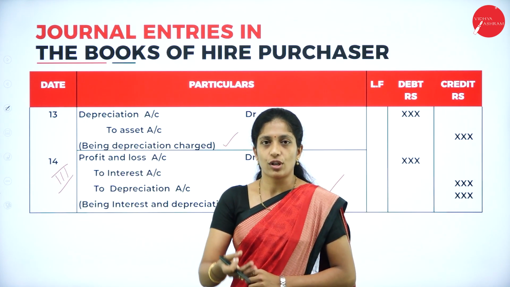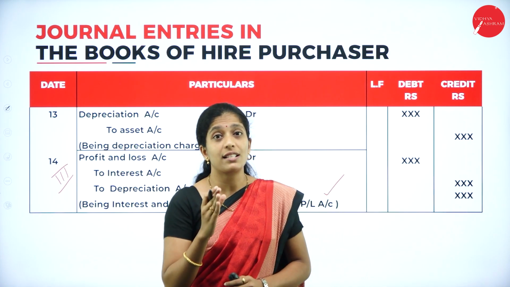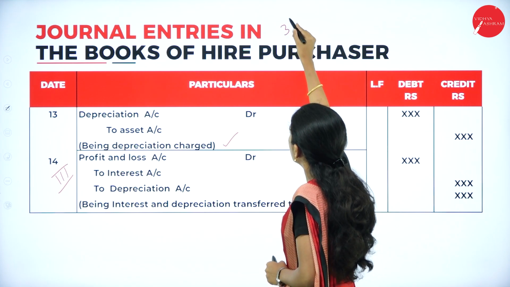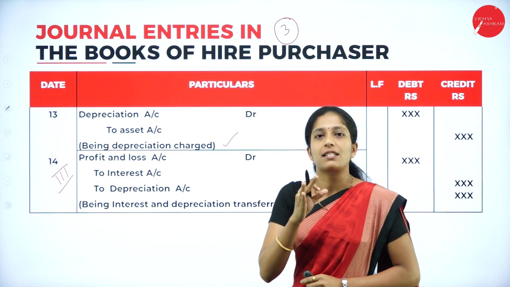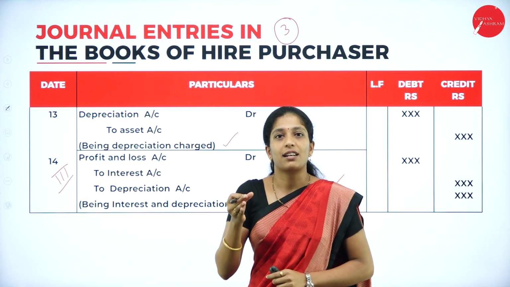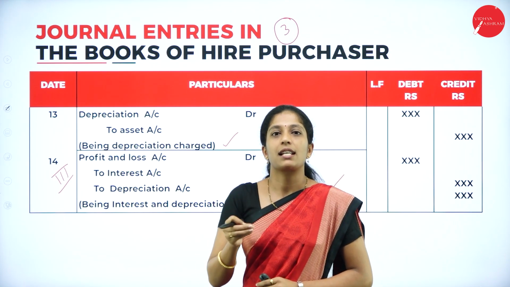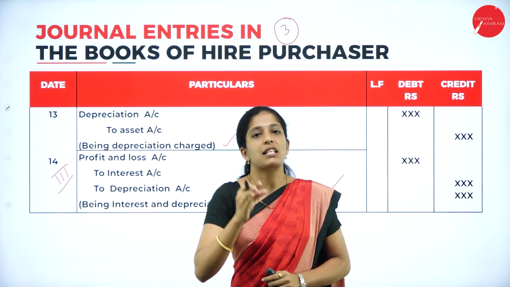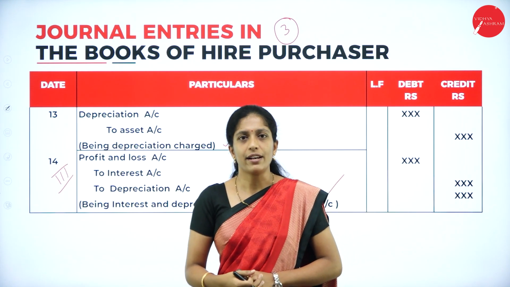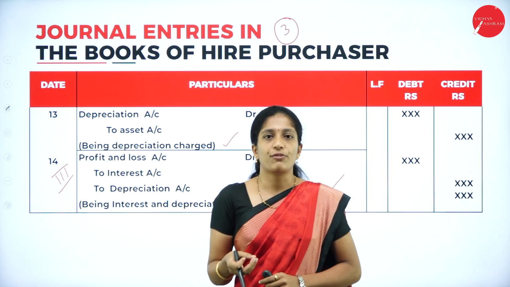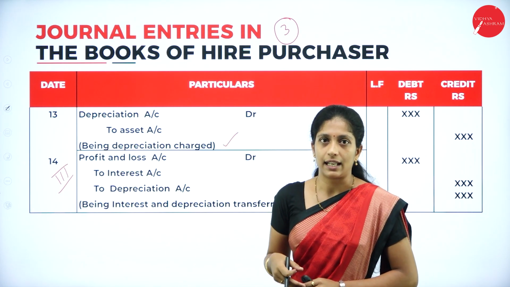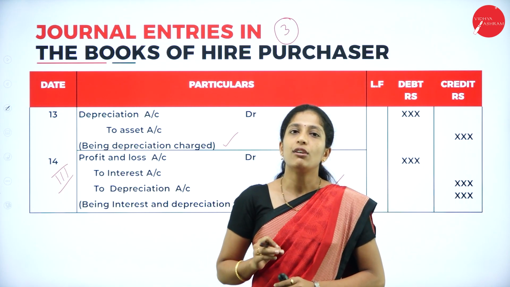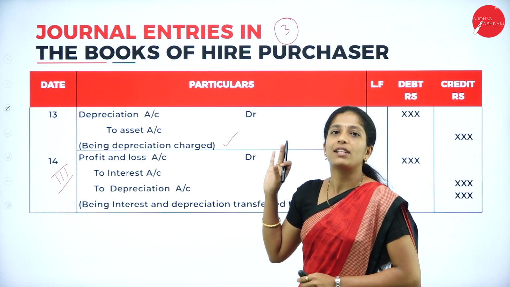Suppose in the fourth year also, if the payment is made in 4 installments, so this was a format where payment is made in 3 installments. If the payment is made in 4 installments, then your fourth year first entry will be for interest due, next installment paid, next depreciation charged, and next transfer of interest as well as depreciation to profit and loss account. In the same way, if it is a 5th installment, it goes on continuing like that. So in your first year there are 6 entries, and in the rest of the years it contains only 4 entries. Hope you are clear with the format.